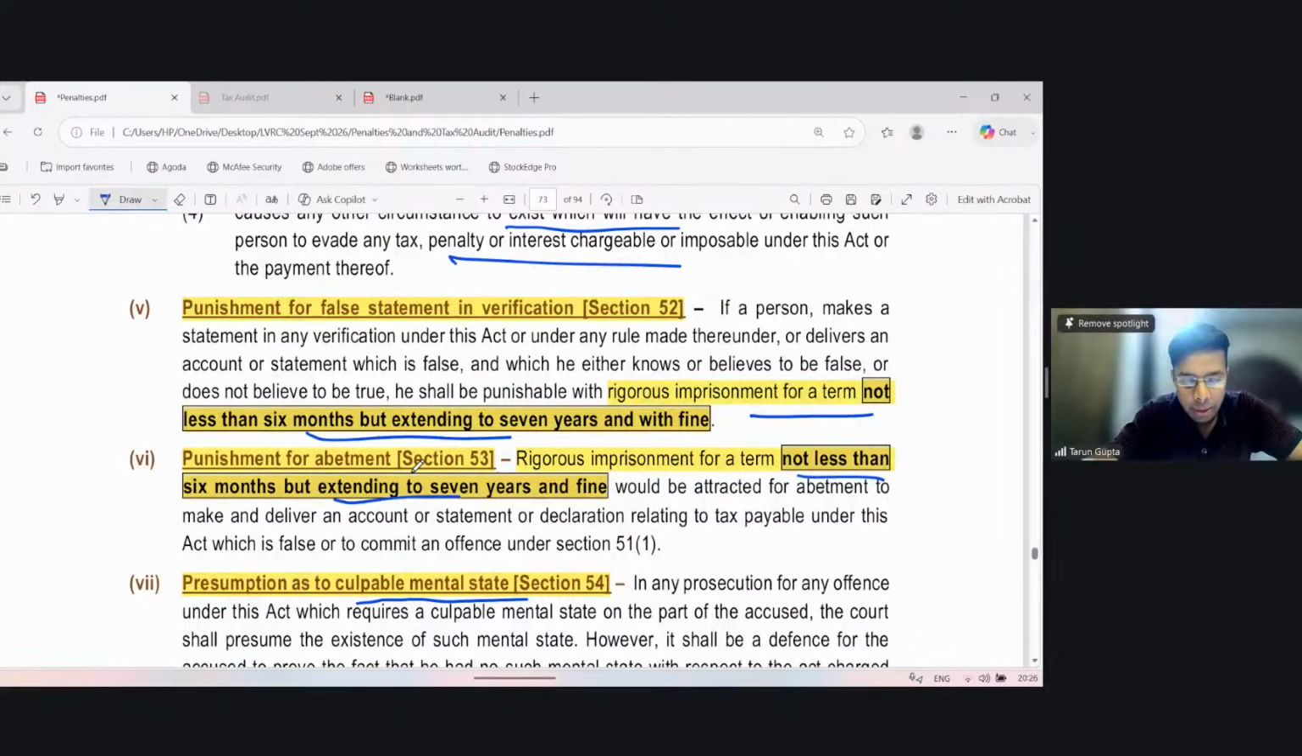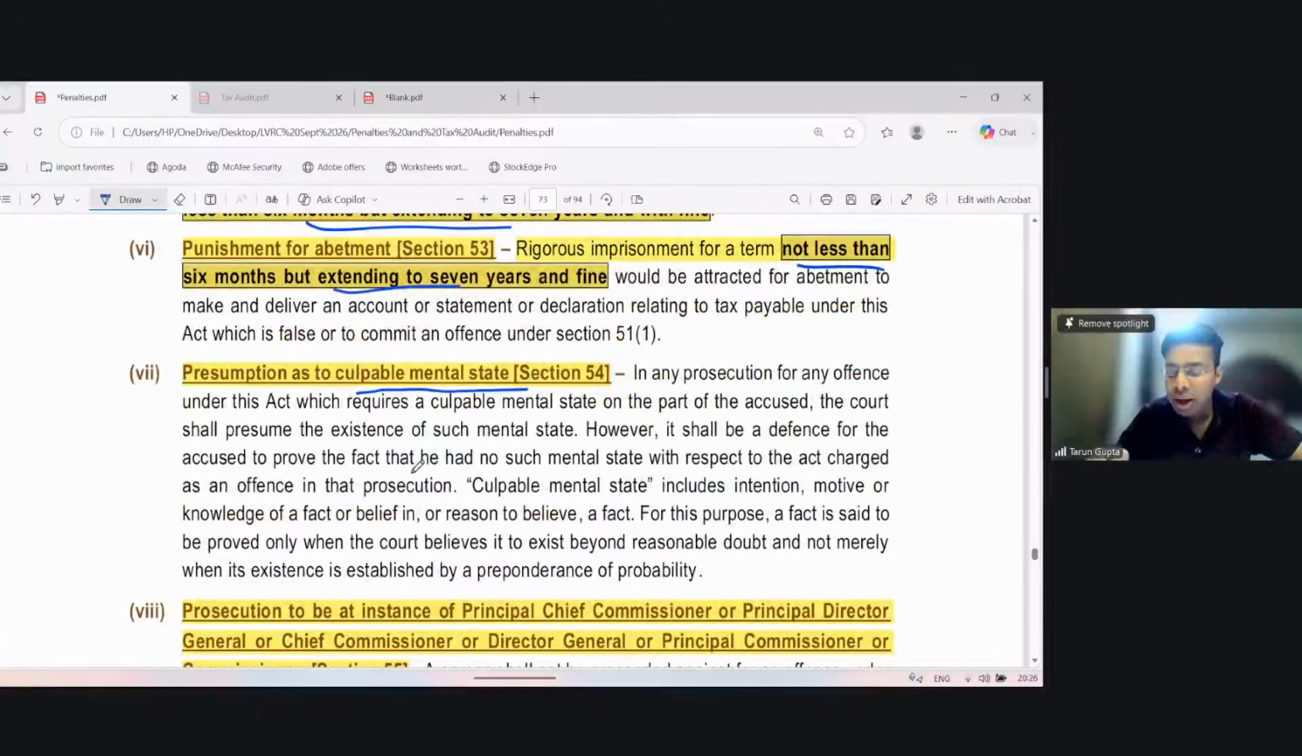It says, in any proceeding for any offense under this Act which requires a culpable mental state on the part of the accused, the court shall presume the existence of such mental state. However, it shall be a defense for the accused to prove the fact that he had no such culpable mental state. As we discussed, culpable mental state means the intention, motive, and knowledge of a fact. So the default is done with the knowledge of a fact.